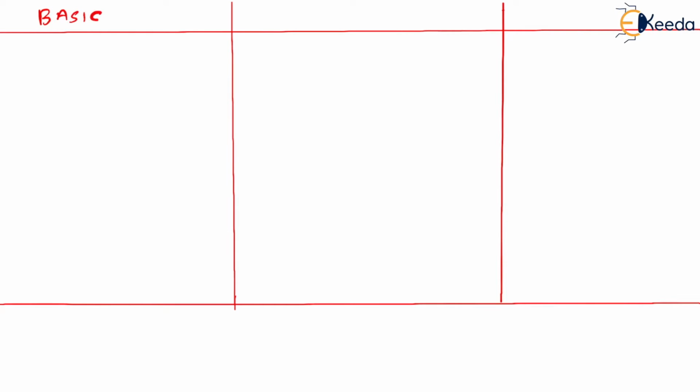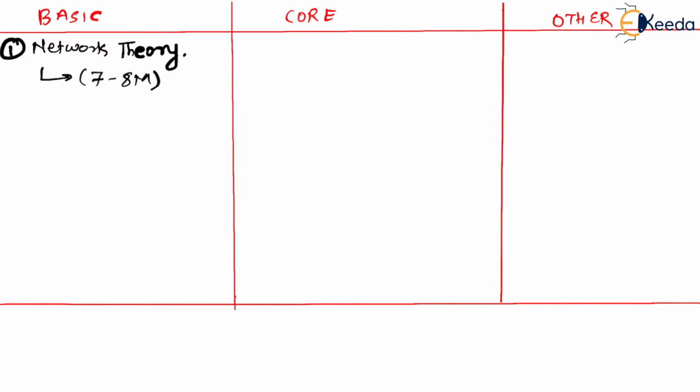Yes, so I will be starting with the basic subjects first, and then we will be talking about the core subjects, and then about other subjects which are there. Right? So see here. The first subject that we have in basics is going to be network theory. This network theory will be having weightage of 7 to 8 marks in the ECE examination, and the time required to complete this subject is around 60 hours.